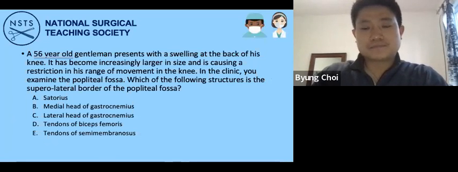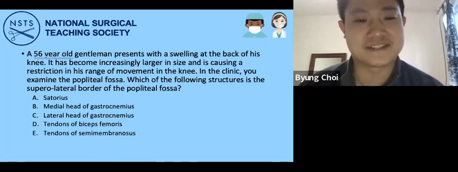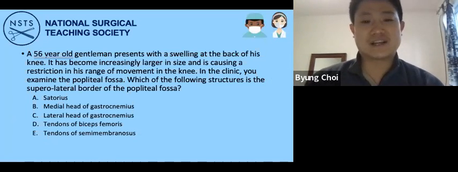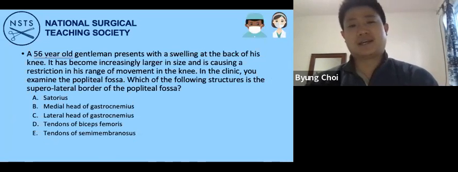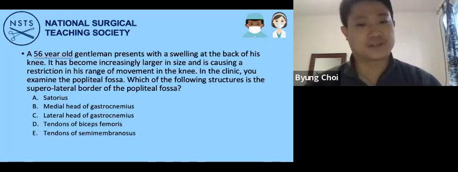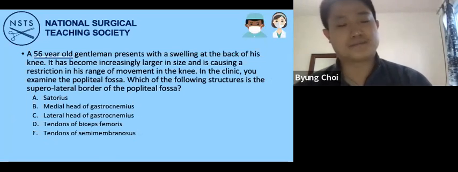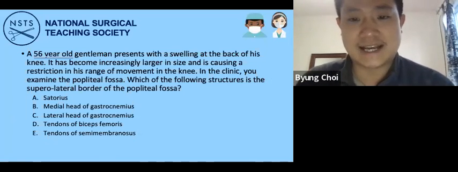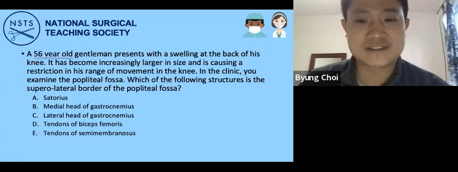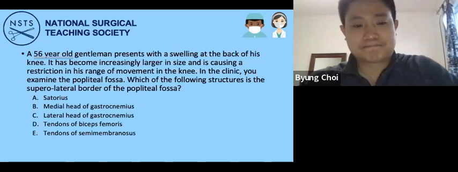Thank you. So a 56-year-old gentleman presents with a swelling at the back of his knee. It's becoming increasingly larger in size and is causing restriction in his range of movement in the knee. In the clinic, you examine the popliteal fossa. Which of the following structures is the superolateral border of that popliteal fossa? So you've got A, sartorius, B, medial head of gastroc, C, lateral head of gastroc, D, tendons of biceps femoris, E, tendons of semimembranosus.